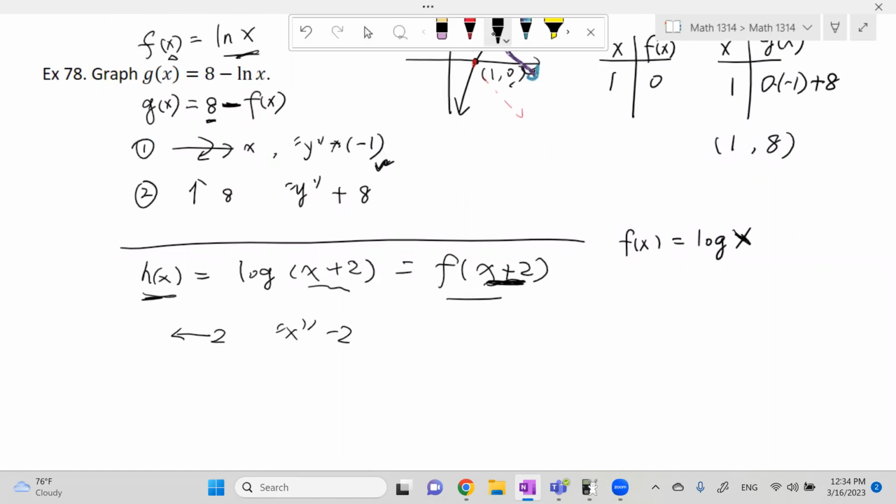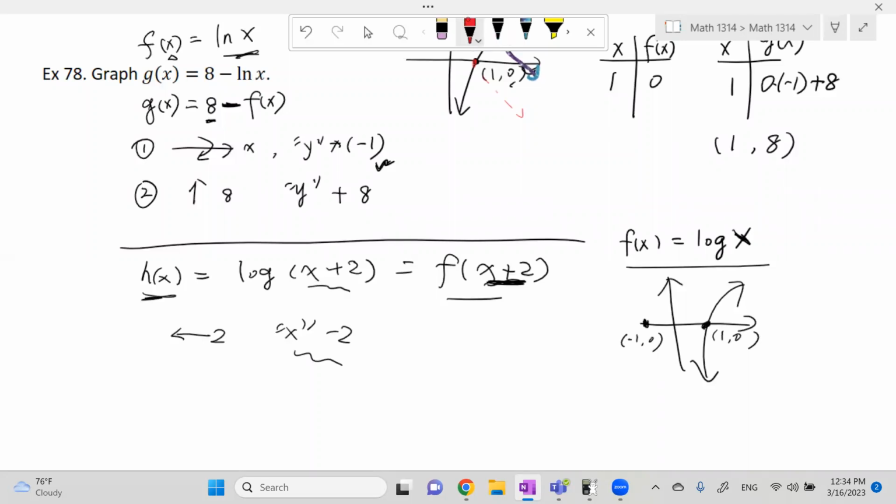Then we plot the key point and find the new key point, and we will know that we are transforming the graph. We must know that the mother function f of x is an increasing function. If I'm moving to the left 2 units, the key point here is always (1, 0), so moving the key point to the left 2 units gives (-1, 0). So I have a new graph like this.